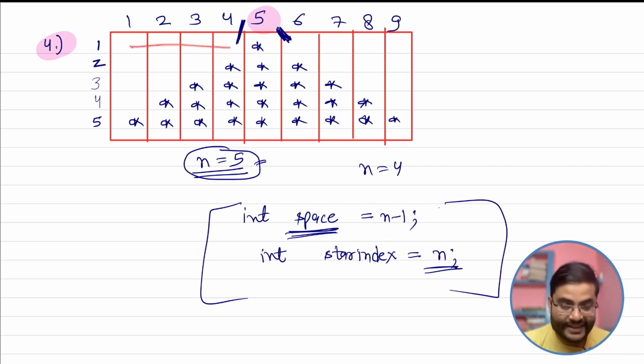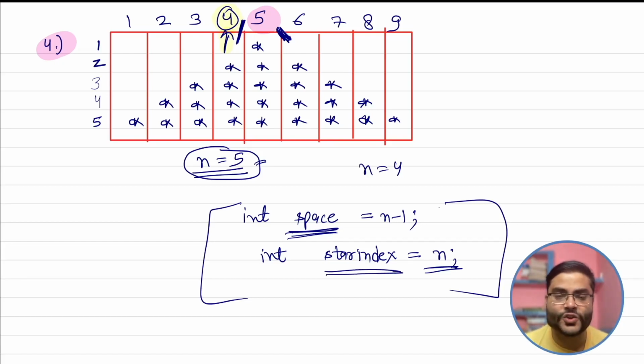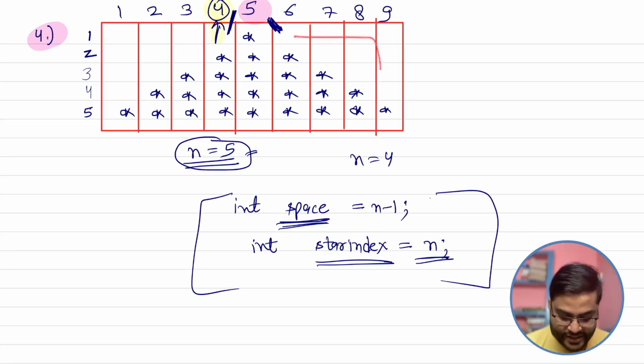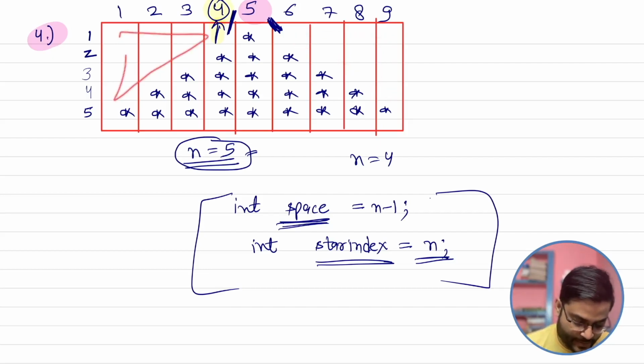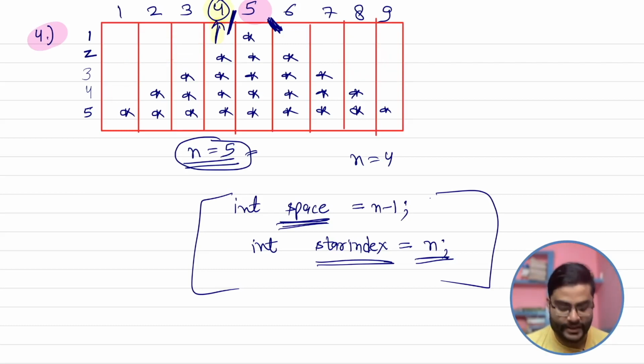So till here everything will be space, and this is the last index of space. Initially the space variable will store this. After space, the star is there, so the star index is storing the last index of where the star lies in our pattern. After that, spaces will be there, and these spaces will be the same as these spaces. So if you write logic for this pattern, this will also be done.